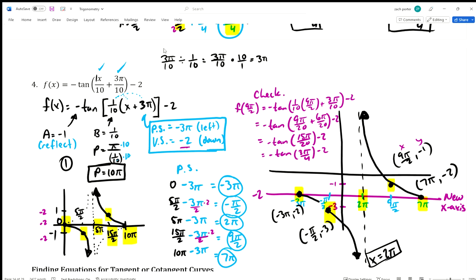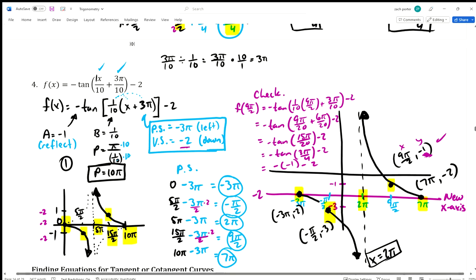Tangent of 3 pi fourths is negative 1. So we have negative 1 minus 2. Well, that's really positive 1 minus 2, which would be negative 1. It matches. Okay, so it looks pretty good. If it didn't match, I would say probably take a break from it and walk away because it's a long problem, and come back fresh. It might not even be worth trying to find the mistake.